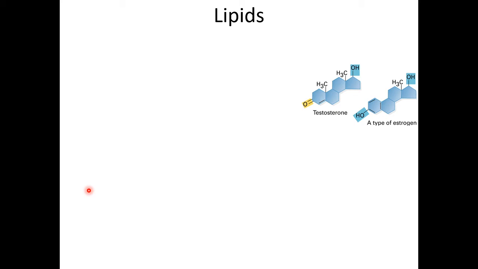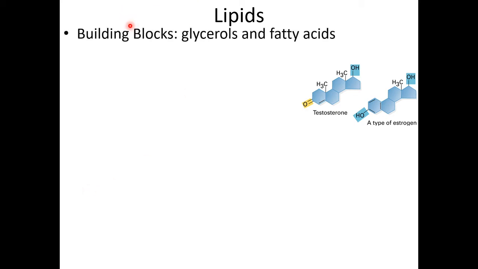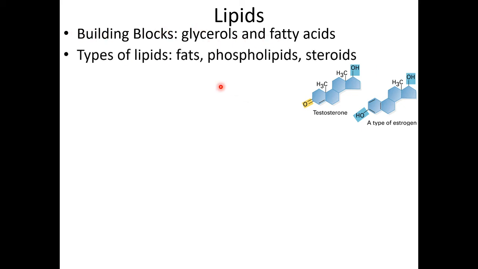We talked about carbohydrates. I want you to think of those as energy. And simple sugars like monosaccharides and disaccharides are immediate energy. You look at polysaccharides, those are energy for a little later. Lipids, what are their building blocks? Glycerols and fatty acids, we're going to look at those in just a second. We have different types of lipids that we care about. We have fats, phospholipids, and then steroids.